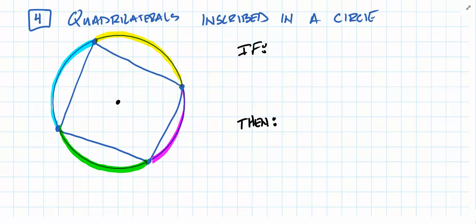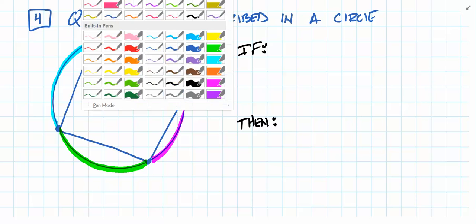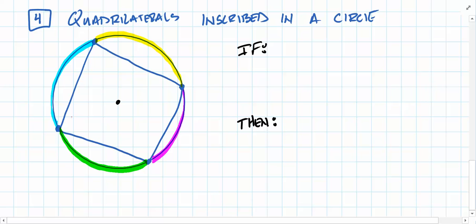Now take a look at this inscribed angle here. Take a look at this inscribed angle, this angle. Would you agree that it makes up this much of the circle? That'd be 180. Hold on a second. Do you guys agree with that right there? Okay. Now, take a look.